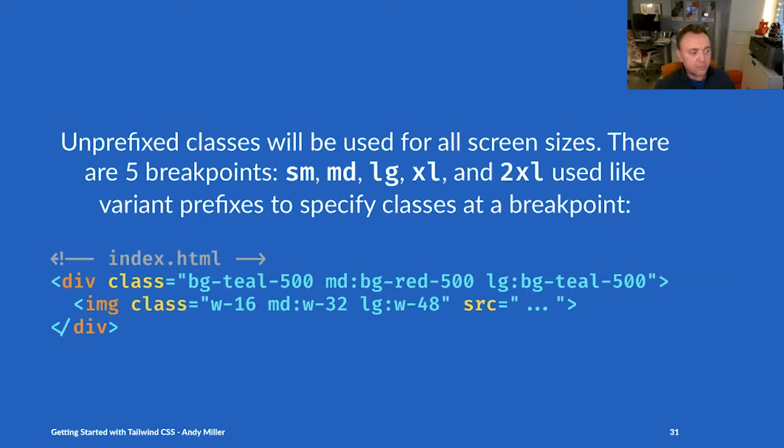So in this example, we've got a BG TO500. That will be the background for all devices starting from the smallest device from a mobile phone on up. But then it says for the medium size breakpoint, switch to a background red of 500. But then at the large size breakpoint, switch back to the BG TO500. And then inside of that, the same for this other tag, we've got width 16, but in medium, I want the width to be 32, and large, the width to be 48. So they're all prefixed by these breakpoint prefixes.